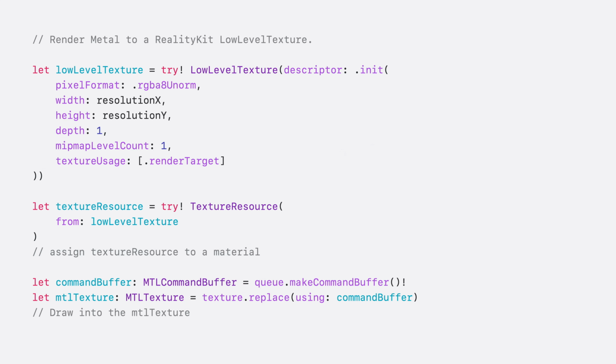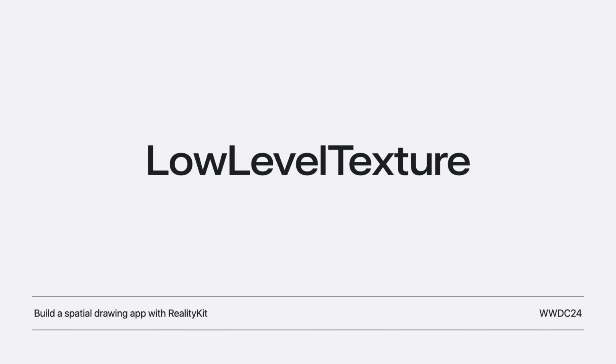Here's how you can do it in code. It creates a low-level texture, then creates a texture resource from it to be used anywhere in the RealityKit scene, and then draws into the texture every frame. For more details about low-level texture, see the video Build a Spatial Drawing App with RealityKit.